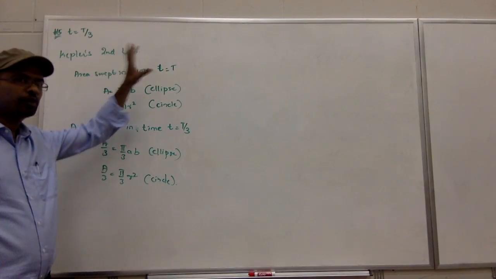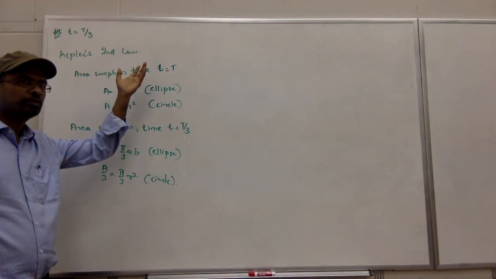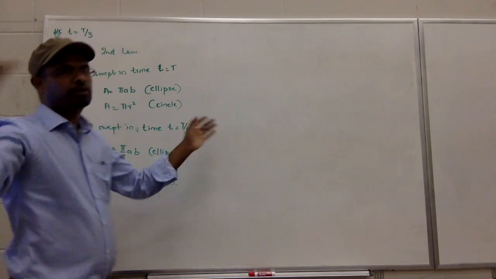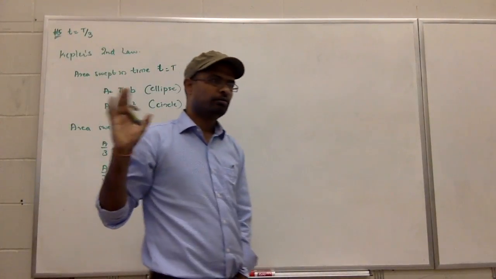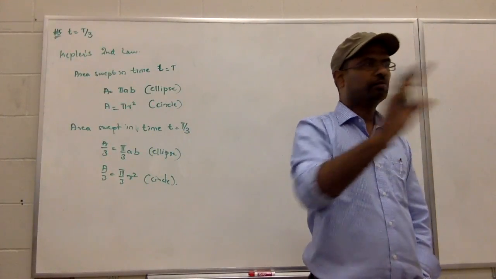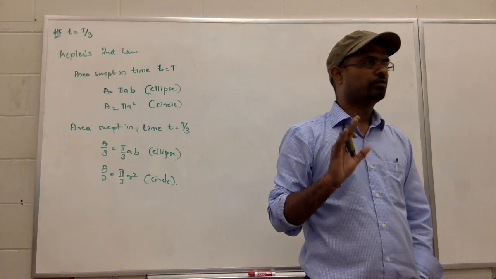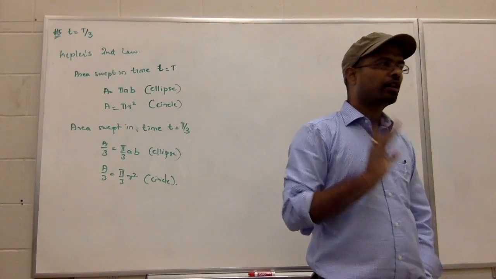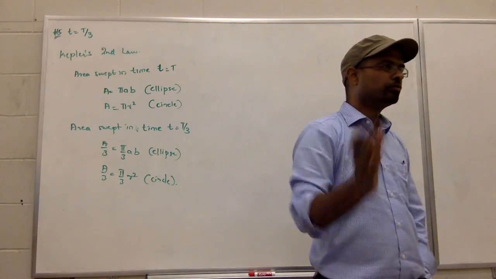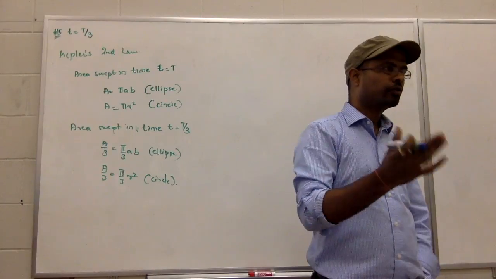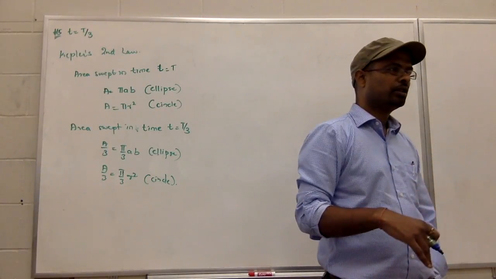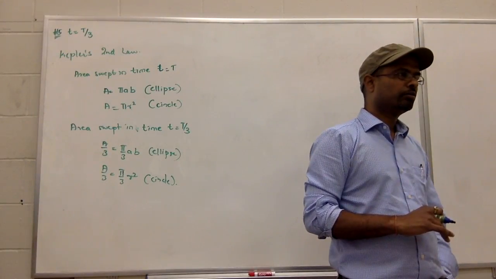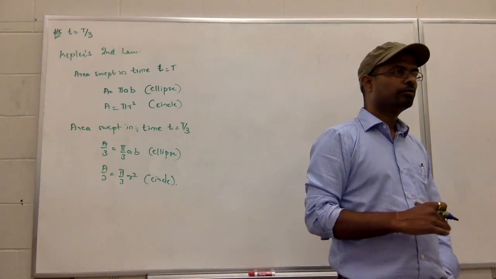Area swept is proportional to time. Equal areas are swept in equal time. So let's say take this classroom. If you sweep equal areas in equal times, and you're able to sweep the entire classroom, and it is sweeping simply in 3 hours 1/3 of the classroom, how much time will it take? The third of the 1 hour. 1 hour. That's what it says.